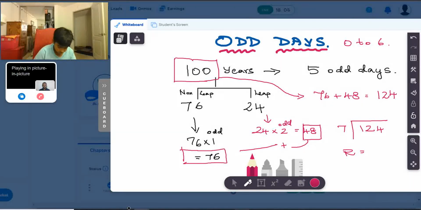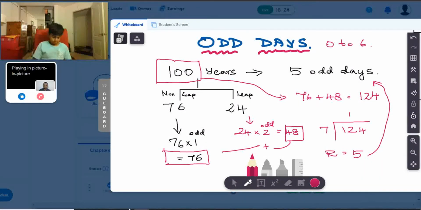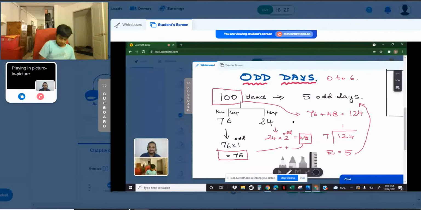This is not the important part, so you can tell me if you need any help. 5 odd days. So you got 5, right? I told you earlier, remember? 5 odd days. This is how we find how many odd days there are in 100 years. Are you okay with this part? Do you understand that? You can take a snapshot of this: 100 years has 5 odd days. You can note that down.